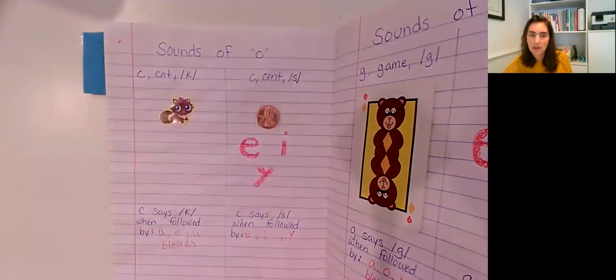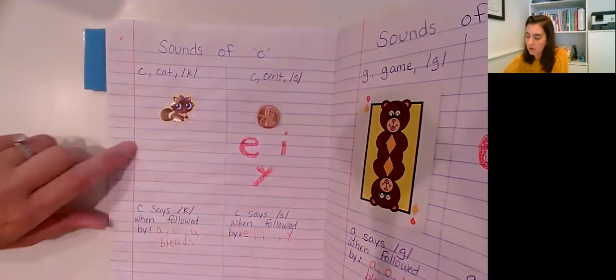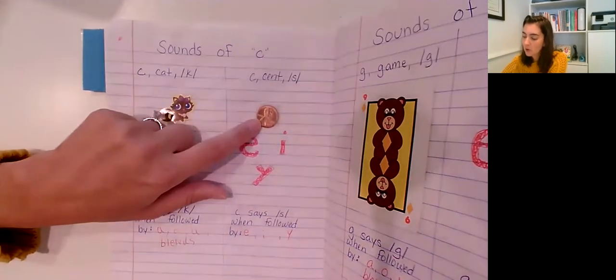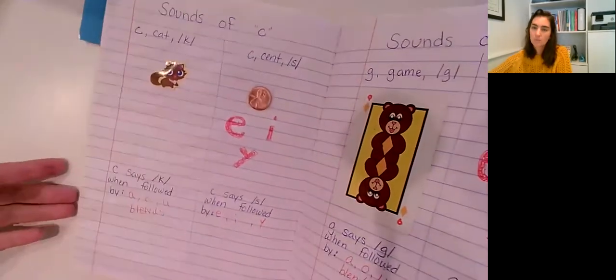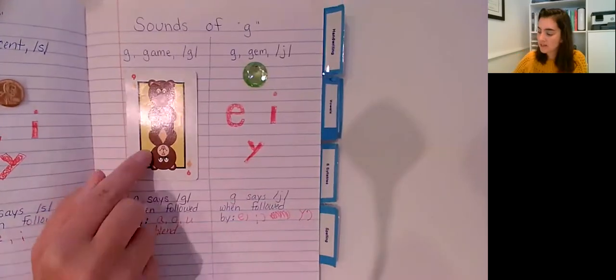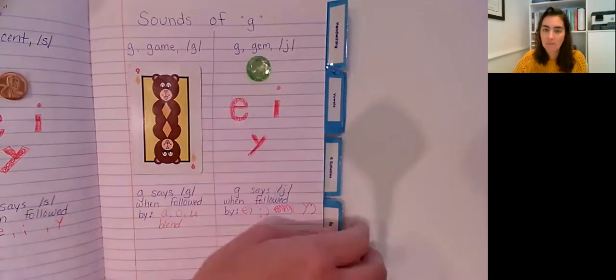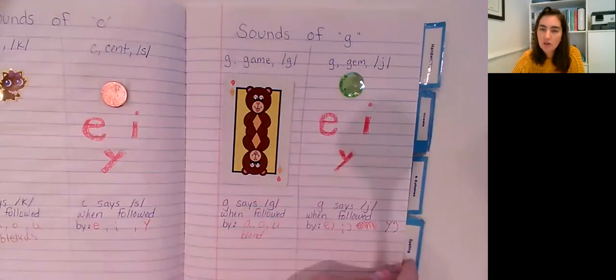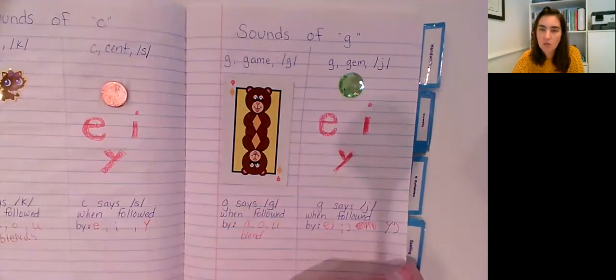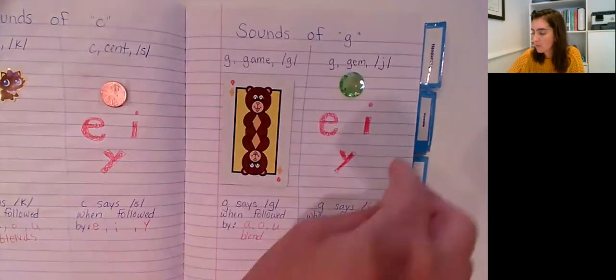He did not like drawing pictures, so I wanted to make the images pop out to him more. So I brought a cat sticker and a coin, or one cent with me. So we have those. Same thing for G. This is a game. This is a gem. So I don't typically do this in the journals, but this was a huge, tricky thing for him. So I thought it would be helpful to have something a little bit more memorable.